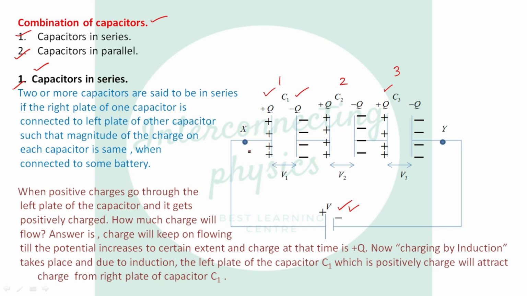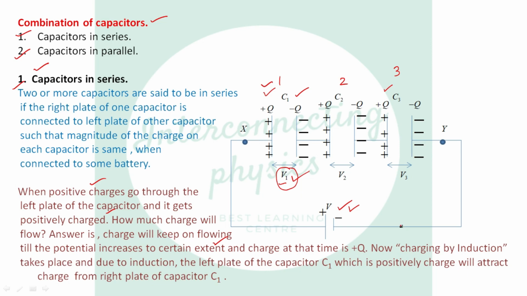The charge will flow till the potential approaches some certain value. Let us say the potential of capacitor 1 becomes V1, and at this stage the charge will stop flowing and this plate will become positively charged. When positive charge goes to the left plate of the capacitor, it gets positively charged. And how much charge will flow? The answer is, the charge will keep on flowing till the potential increases to some certain value. Let us say that value is V1 and the charge at that time is plus Q on the left plate of the first capacitor.